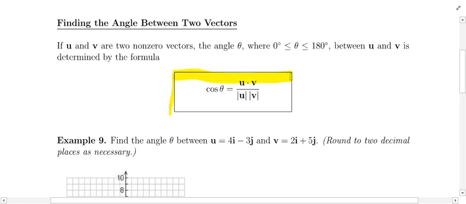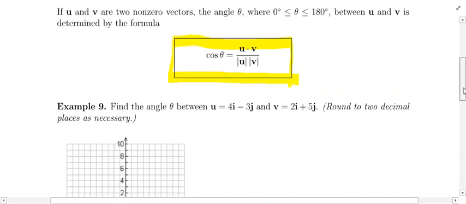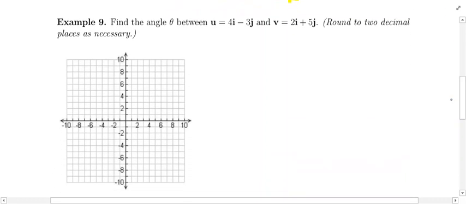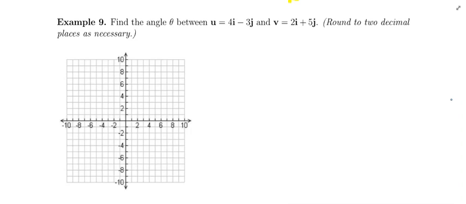Because if you have two vectors, you can use this formula right here to figure out the angle between the two vectors. So let's try it in example 9. Find the angle theta between u equals 4i minus 3j and the vector v, which equals 2i plus 5j. Round your angle to 2 decimal places as necessary.